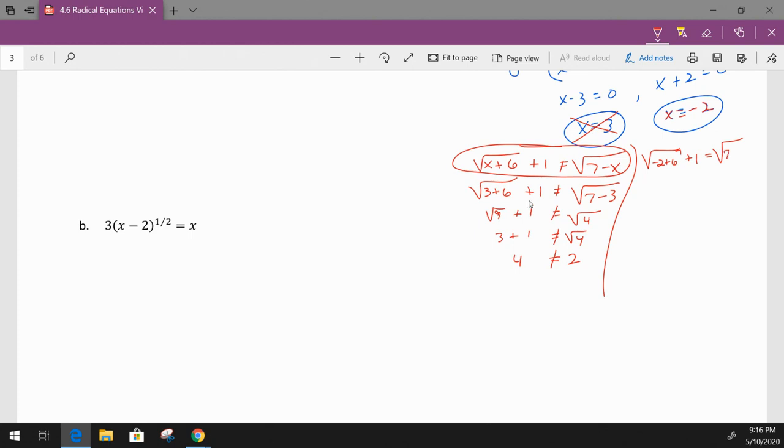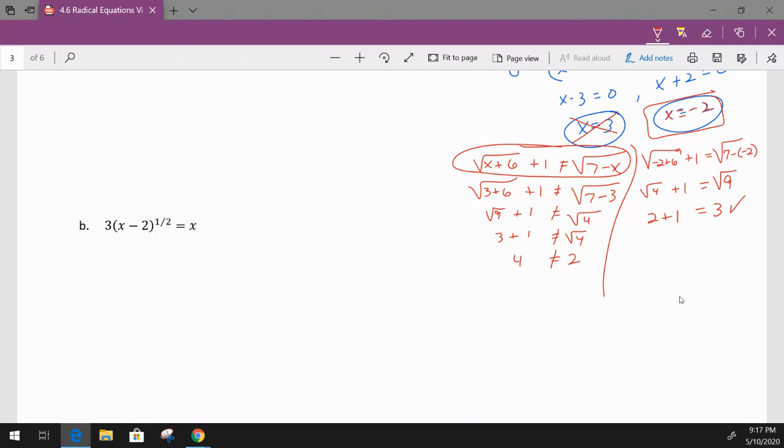But be careful, this is 7 minus x, so it's 7 minus a negative 2, which will make that a positive 2, and which will equal 9. So you now have square root of 9 over here. Negative 2 plus 6 will be 4. The square root of 4 is 2, plus 1 does equal 3. So your solution of negative 2 does work in this problem.